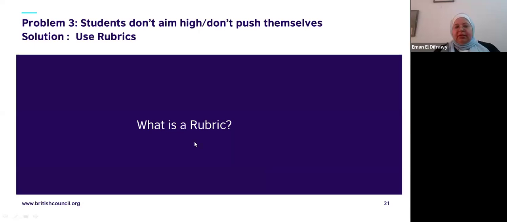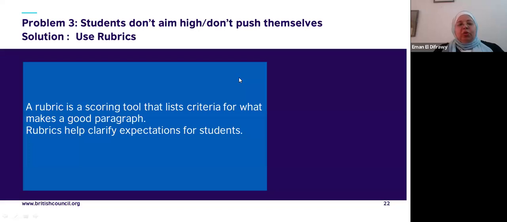Okay, well done. So as all of you have said, a rubric is a scoring tool that lists criteria for what makes a good paragraph. So rubrics will help clarify expectations for students, what they should expect. So before students write, it's advisable that you teach them or explain to them the criteria, so they know how they will be graded. Okay.